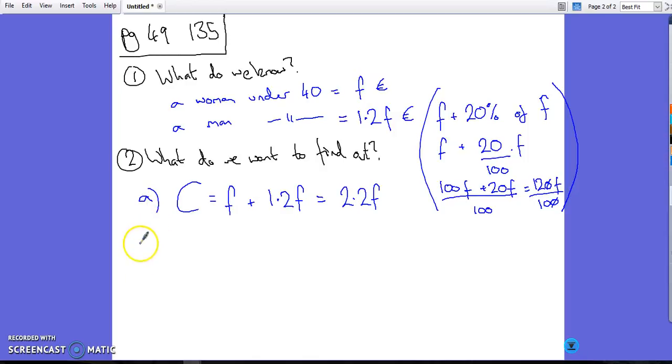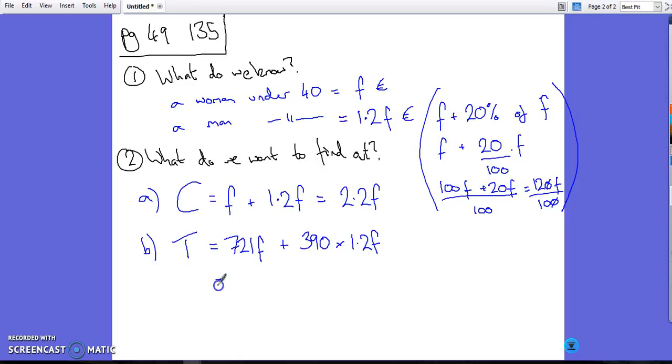Part B wants the total income, so let's call that T, that it would get for 390 men and 721 women. So their total income would be the number of people who've chosen each policy multiplied by the cost of each policy. So if we do the women first, just as we did up here, we have 721 women, and they each pay F euros, so times F, plus 390 men, multiplied by 1.2F.